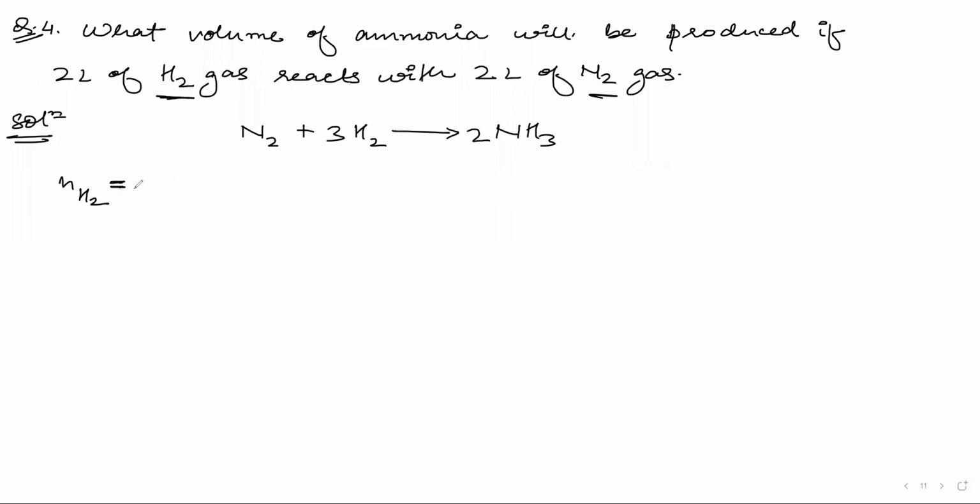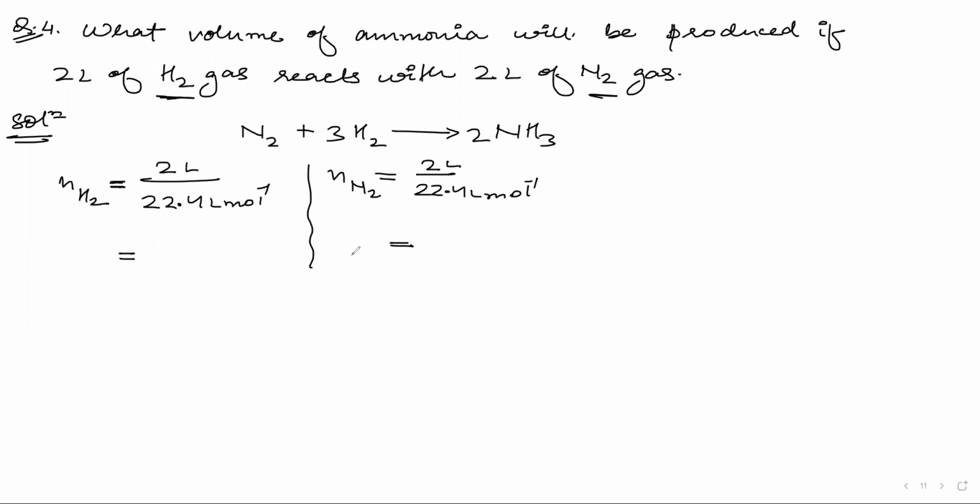So I'm just telling you the number of moles of H2 and N2, okay? Number of moles of H2 will be, given volume is 2 liters divided by the molar volume, which is equal to 22.4 liters per mole. So calculate the number of moles of H2 from here. Then calculate the number of moles of N2. This will be again 2 liters divided by 22.4 liters per mole. So calculate the number of moles of N2 from here.